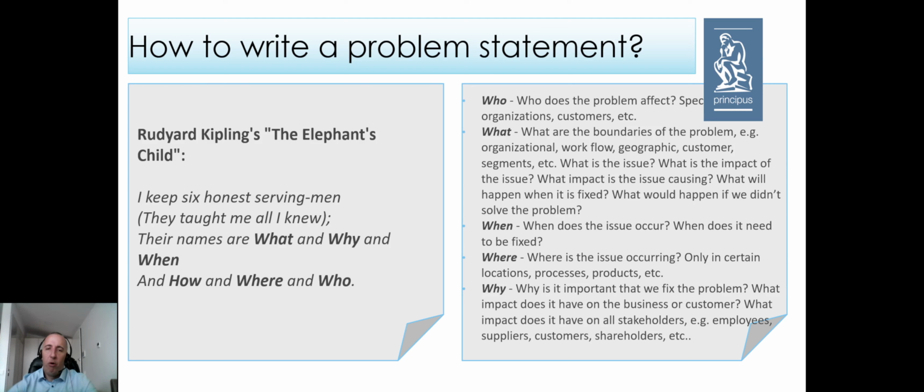Once we utilize the before mentioned general framework for problem identification, we can address the situation with answers to questions like who, what, when, where, and why. Or as Rudyard Kipling described it in his poem, The Elephant Child: I keep six honest serving men. They taught me all I knew. Their names are what, and why, and when, and how, and where, and who.